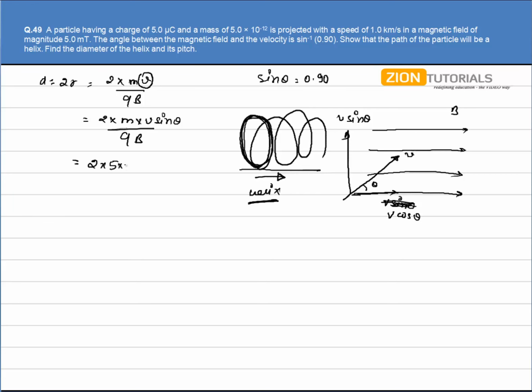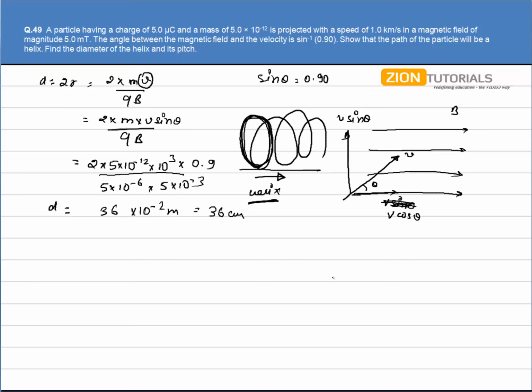Mass is known to you, velocity is known to you, sin θ is given 0.9, charge is 5 microcoulomb, and the magnetic field is 5 millitesla. So the diameter comes out to be 36 × 10^-2 meters, that is equal to 36 centimeters. Now in the second part, I have to calculate the pitch of the helix.